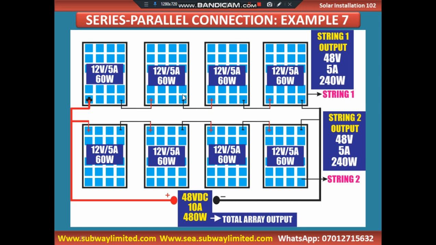It's very simple. So that will give us the output, the total output of the entire array here. This is an array now, but this was a string. This was a string. Then we connect the two strings together and it forms an array, the total array output.